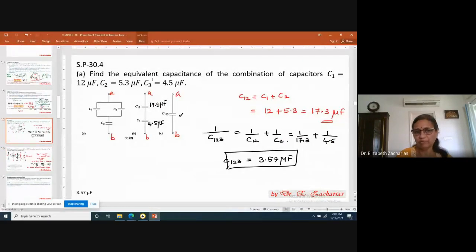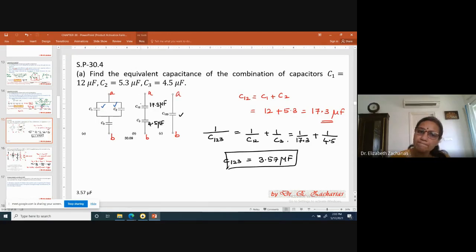Okay, so what is given in the problem? You have three capacitors, C1 and C2 connected in parallel, and this combination connected in series to C3 between terminals A and B. C1, C2, C3 values are given to you. Find the equivalent capacitance of this combination. So I should be able to put one single C123 between A and B, and that should do the job of C1, C2 and C3. So how do I do that? First step, I will combine C1 and C2 and call it C12.